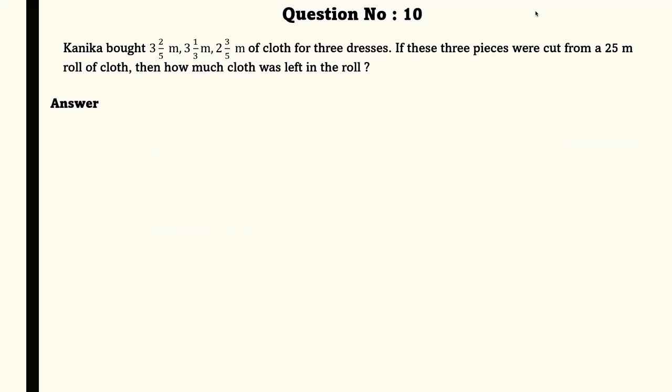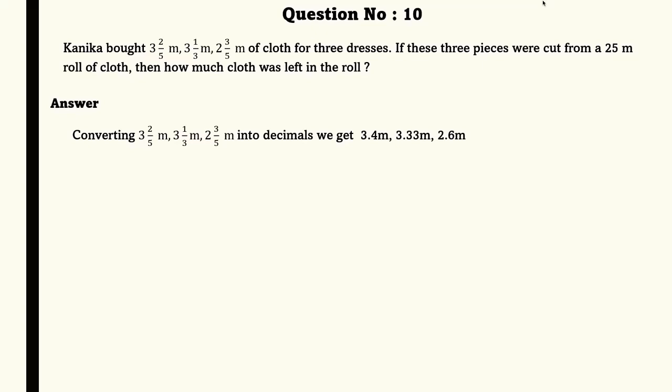Question 10. Kanika bought 3 2/5 meters, 3 1/3 meters, 2 3/5 meters of cloth for 3 dresses. If these 3 pieces were cut from a 25-meter roll of cloth, how much cloth was left in the roll? So in order to add this in fractional form, it would take a long time to take LCM and do all of those. So we'll just convert it into decimal and make it as simple as we can.